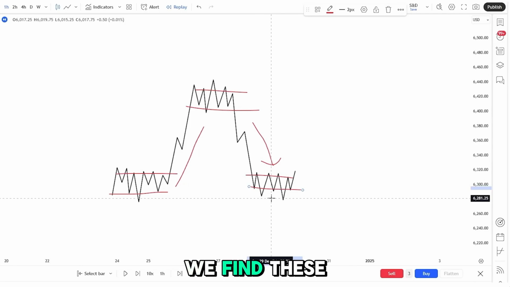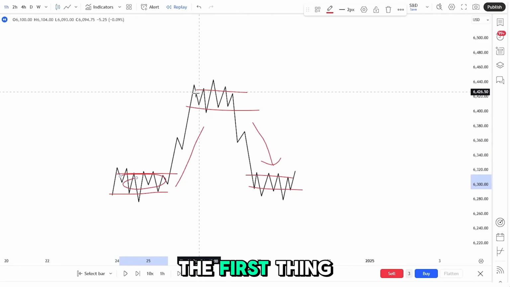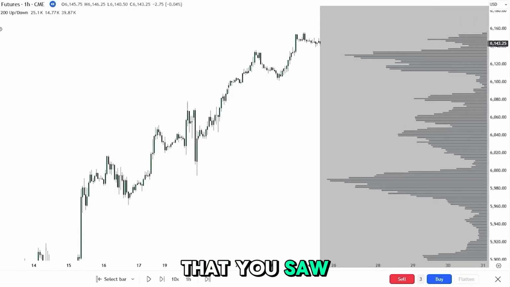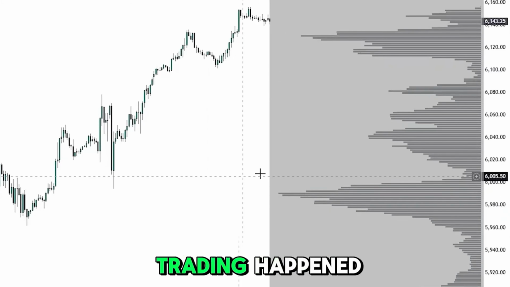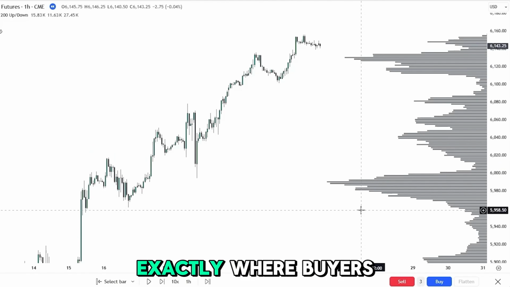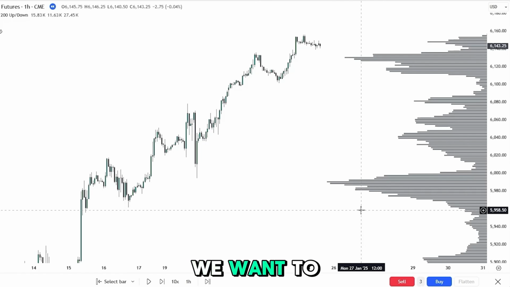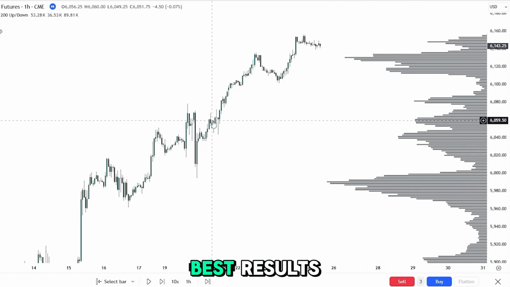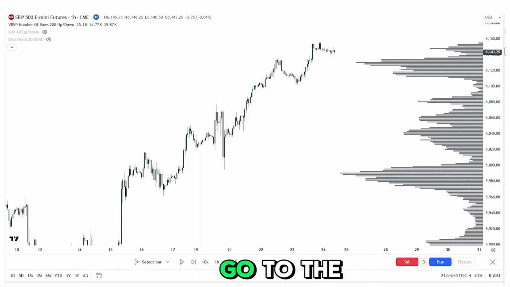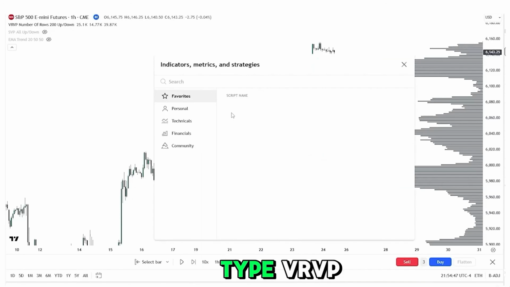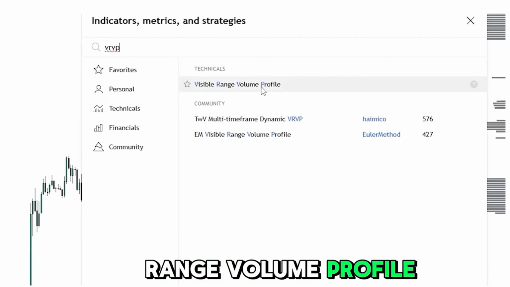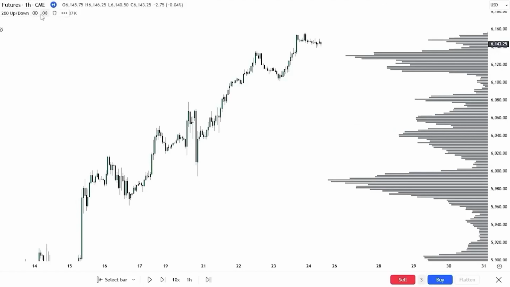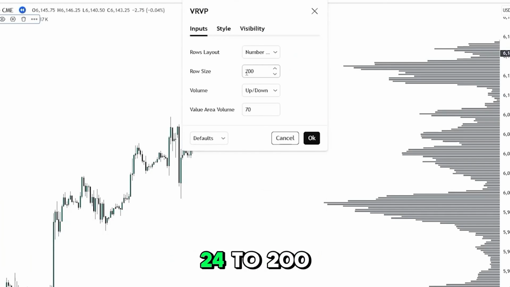So how exactly do we find these supply and demand levels? The first thing we need to do is apply the profiles. The volume on the side of the chart that you saw before is called the volume profile. And the volume profile shows you how much trading happened at each price level, so you know exactly where buyers and sellers are. We want to be on the 30-minute or the 1 hour for the best results. To apply this profile, go to the TradingView Indicators tab. Type VRVP, and you should see this. Visible Range Volume Profile. Then click it. Go to the settings of the indicator and change the row size from 24 to 200.